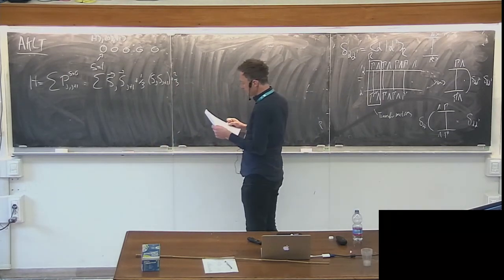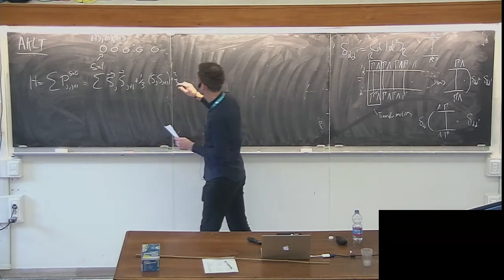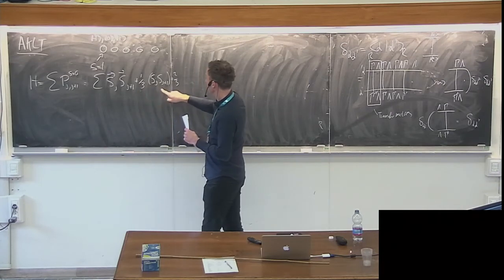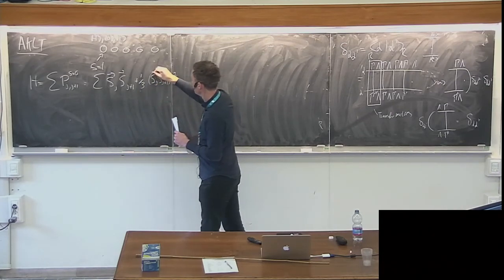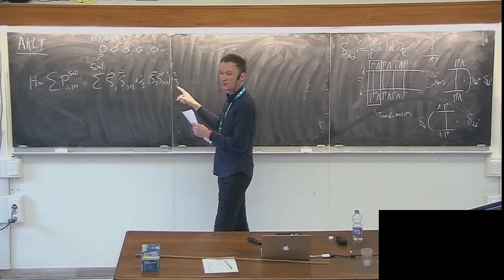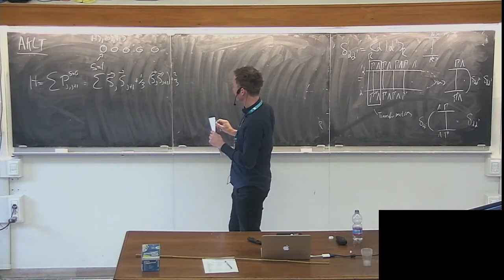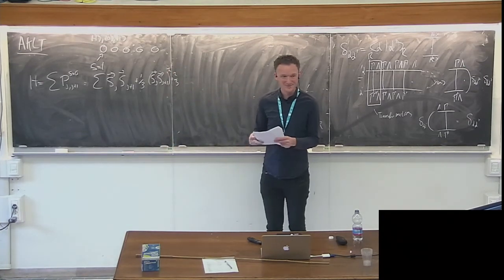Now we just choose the following. Which one? This one? This is two thirds. This is one third times S J plus one, and this is two thirds. Oh, sorry. Yeah, this is correct. Sorry. Thanks.